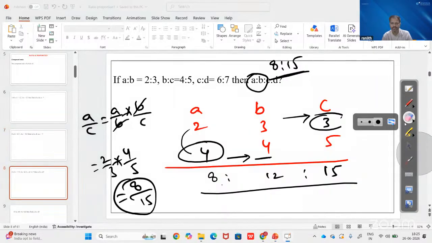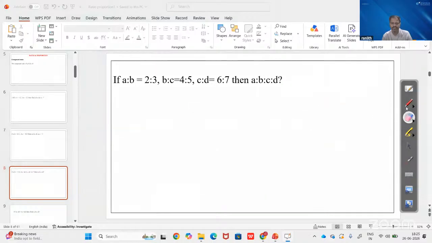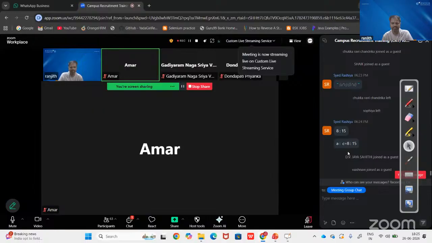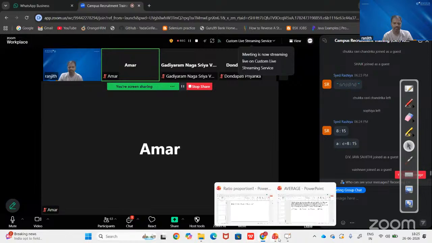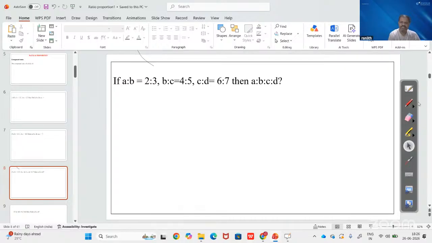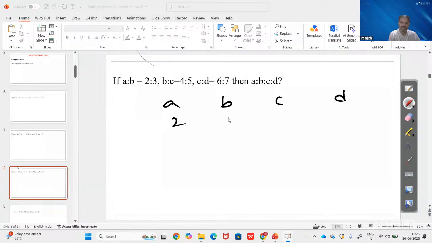Next question. Same, do it in this model. ABCD, where AB equal to 2:3, BC equal to 4:5, CD equal to 6:7.